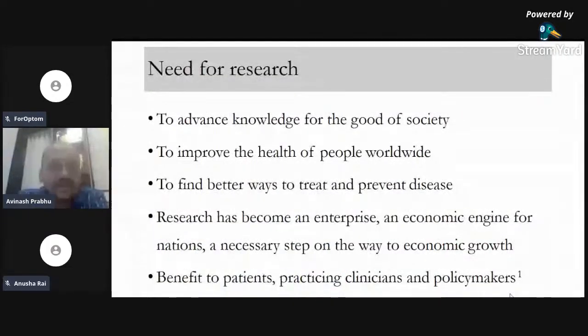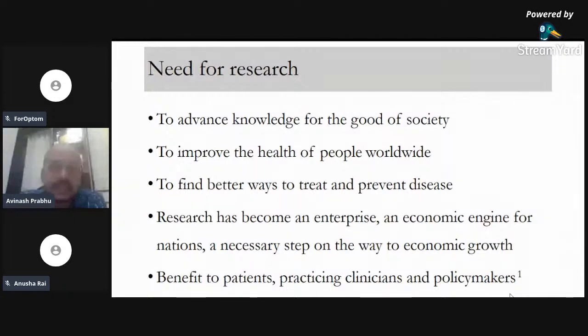So what is the need for research? To advance knowledge for the good of society, to improve the health of people worldwide, to find better ways to treat and prevent diseases. Also, research has become an enterprise. It's an economic engine for the nations, especially one of the important aspects in economic growth.